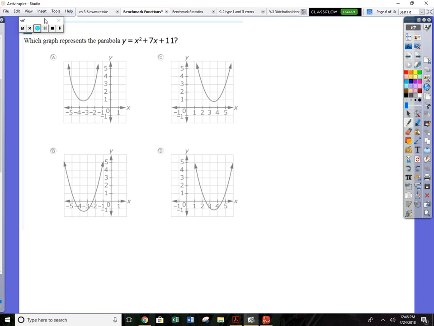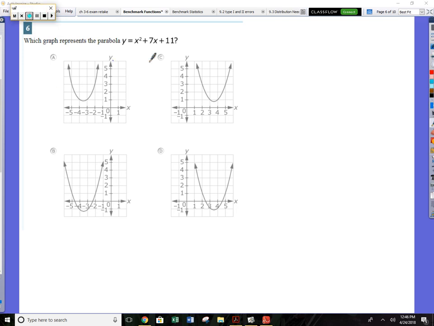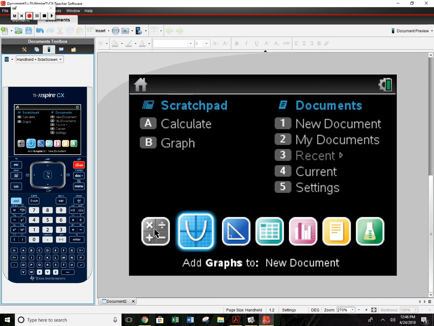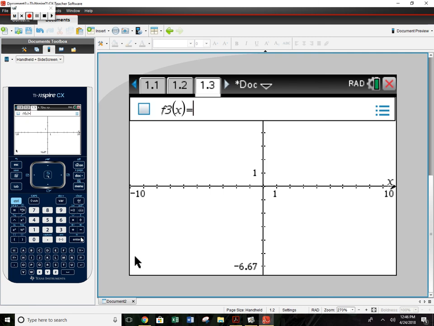Okay, 6. Now, this is it. This is us. This is this year's stuff. Now, check this out. Which graph is represented by the parabola y equals x squared plus 7x plus 11? Everybody do this on your calculator. Okay, if I'm getting too much stuff on this page, everybody at home, let's add a new graph. Just hit enter. Now I got a blank graph.